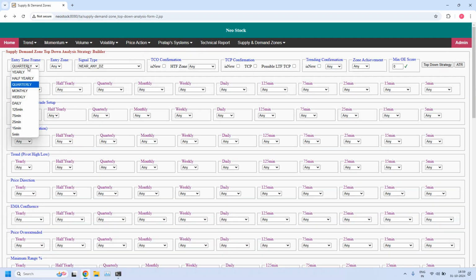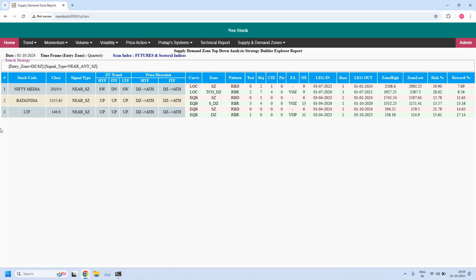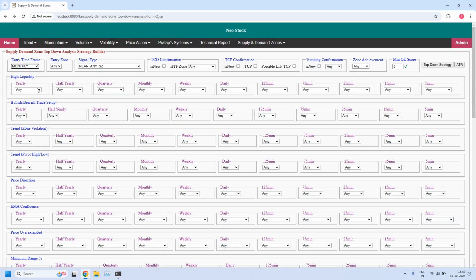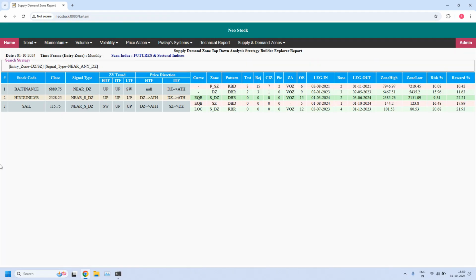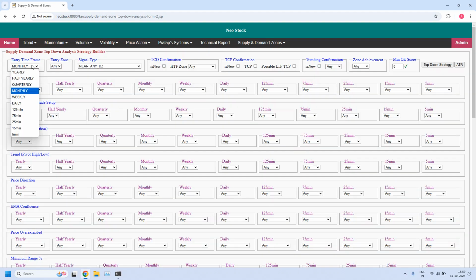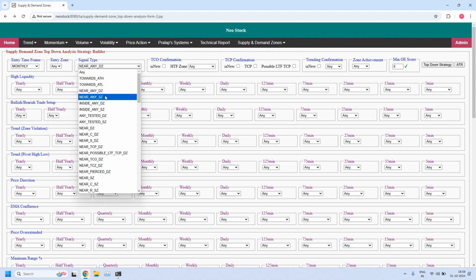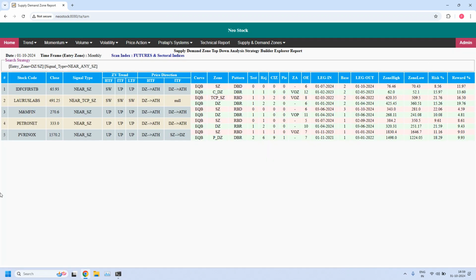Next, for quarterly time frame, let's find the stocks near quarterly supply zone. Again 3 stocks are filtered. And the next time frame is monthly. Let's find the stocks near monthly demand zone. 3 stocks are filtered. Next, for monthly time frame, let's find the stocks near monthly supply zone. 5 stocks are filtered.